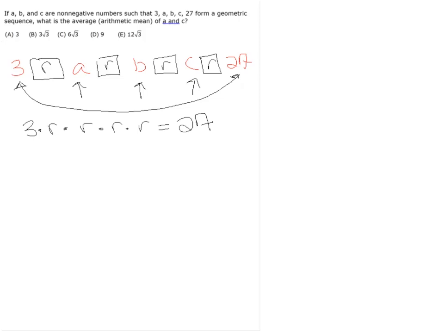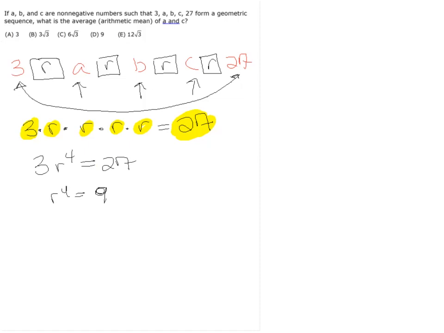And what's the geometric sequence? Well, start with a number. Let me go to a highlighter. Okay, start with a number and multiply it again and again and again by the same number, and then come up with some other number, right? Just to be super technical here. Okay, so what we have is 3 times R to the 4th is equal to 27. All right, well, that means that R to the 4th is equal to 9.